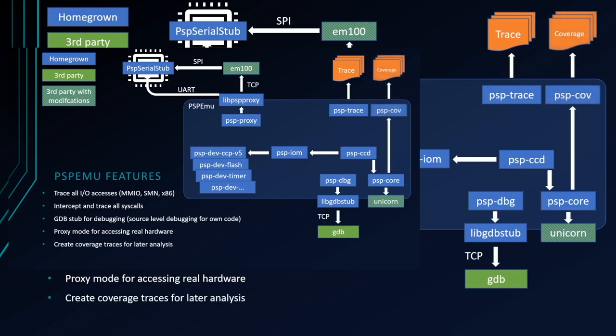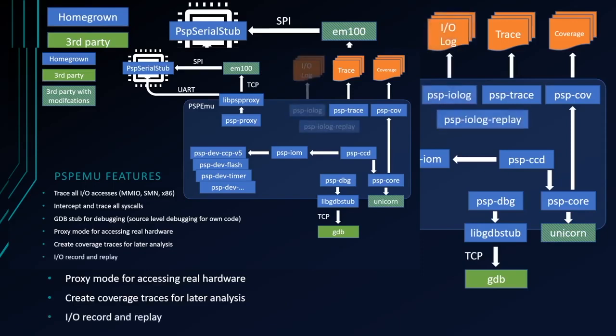The GDB monitor command also gives access to the built-in coverage tracer. So the coverage tracer generates coverage traces of either the complete run of the firmware or just a certain part of the code you are interested in. And the coverage trace is compatible to RCOV and can be loaded into Ghidra, for example, using the Dragon Dance extension. And also recently, PSP-EMU gained the feature to record all I/O reads and writes into a certain log file and replay that later on. So you can recreate a specific run of the firmware when you don't have access to the real hardware.